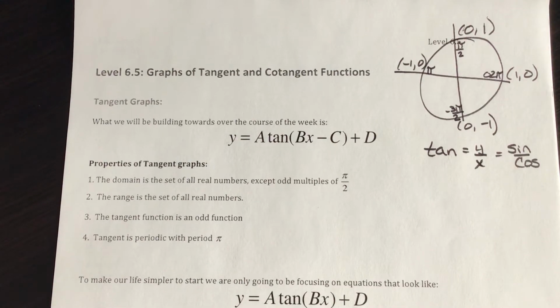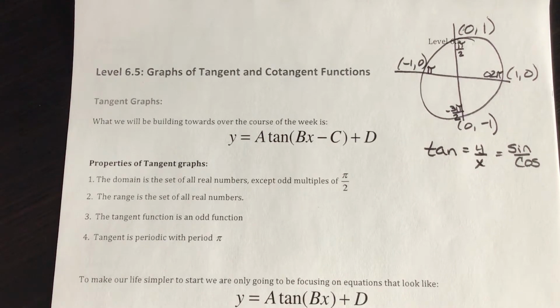All right, so we are going to work today on graphs of tangent and cotangent functions. And although tangent and cotangent involve sine and cosine, the graphs are very different. We saw with sine and cosine we had a wave, and to get secant and cosecant we had to draw the wave first, and then we based our graphs off of that wave. But tangent and cotangent have totally different looking graphs.